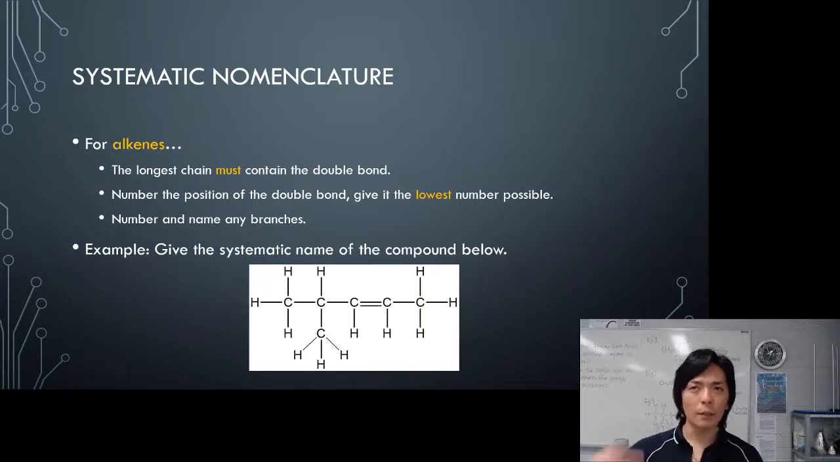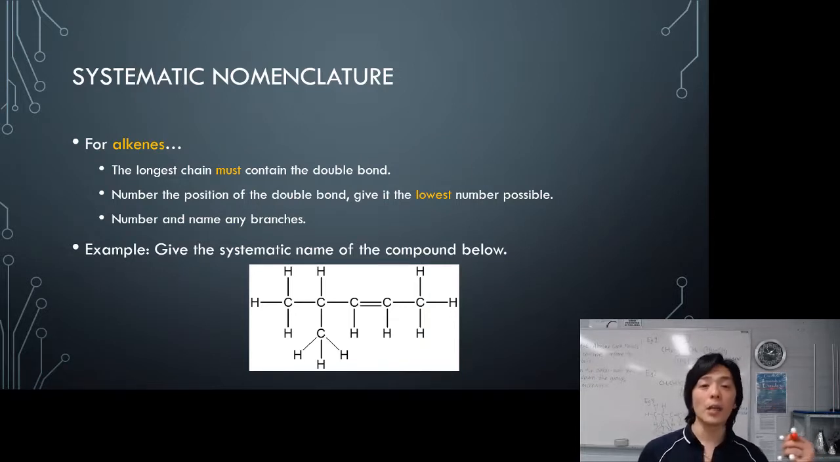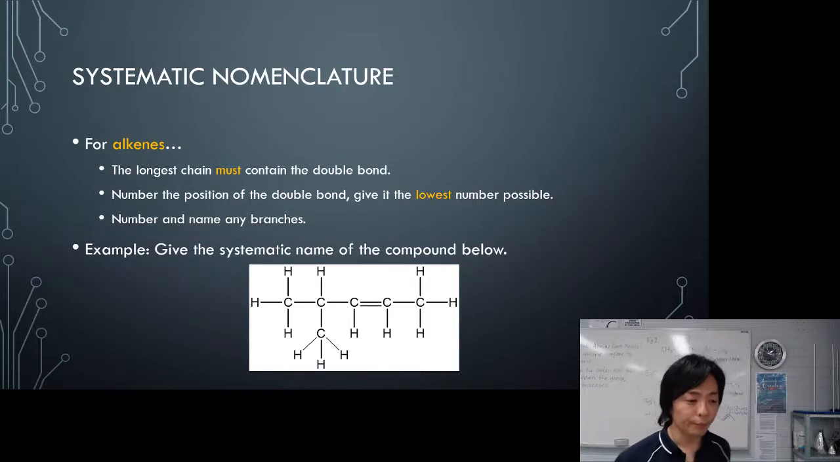Even if the branch of carbons may allow you to see it in a way that it's not part of the longest carbon chain, you may just have to ignore that and focus on the double bond and include that as part of the longest carbon chain.